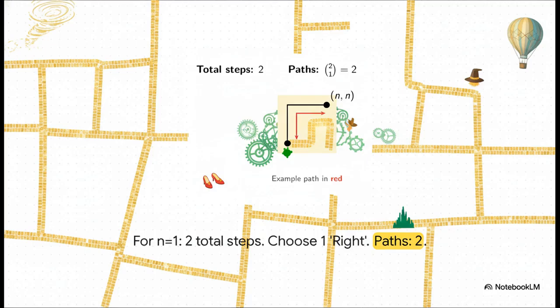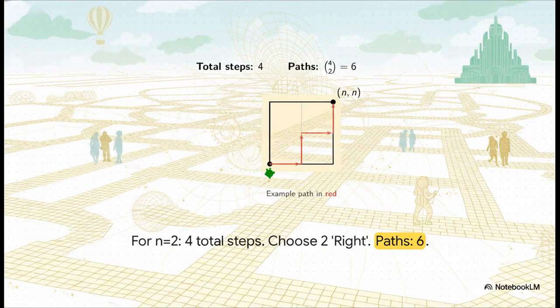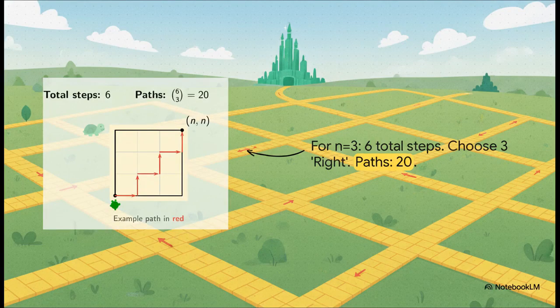Nice and simple. Now let's scale it up to that 2x2 grid we saw before. Now we've got 4 total steps, and we need to choose which 2 are going to be right moves. Well, 4 choose 2 gives us 6 paths. See? The number is already starting to climb pretty fast. Okay, now for a 3x3 grid. The journey is now 6 total steps long, and we need to choose 3 of them to be right moves. 6 choose 3, that gives us 20 distinct paths. Whoa. Notice that jump? We've more than tripled the possibilities just by adding 1 more row and 1 more column.